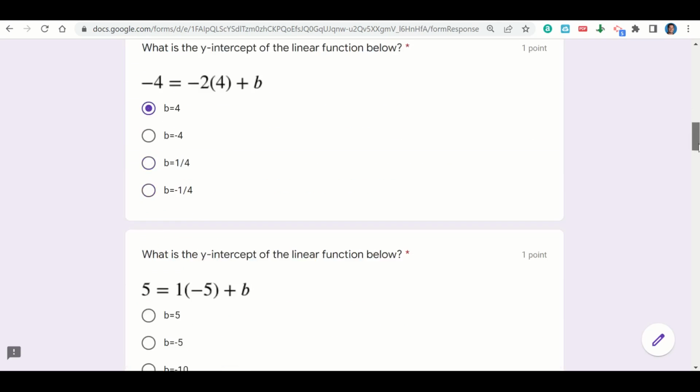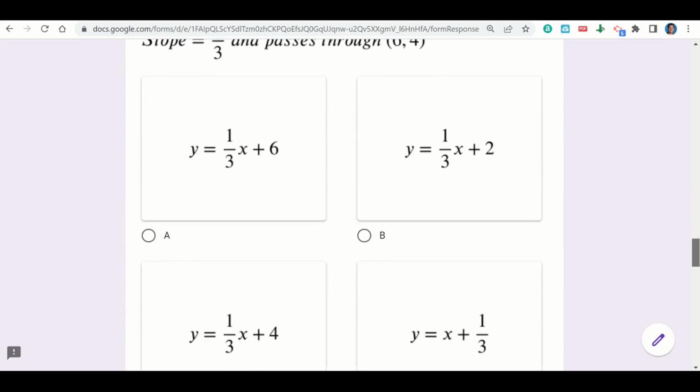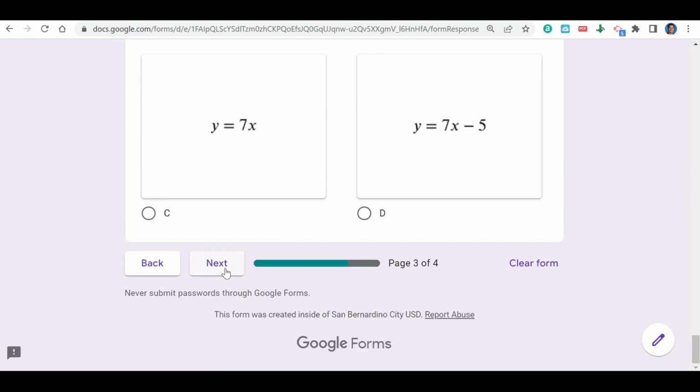And then we're going to go ahead and scroll down to the bottom. We're going to keep answering all the questions. Once we get done with all of the questions, we're going to get to the bottom and we're going to click Next. And that should take you to your Before You Go. You'll answer your Before You Go and then submit your work on Google Classroom.